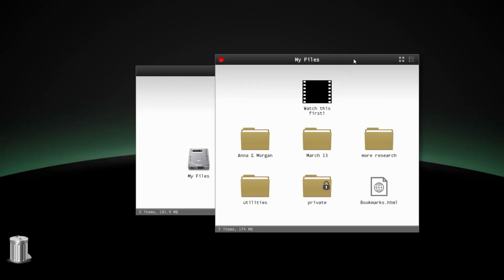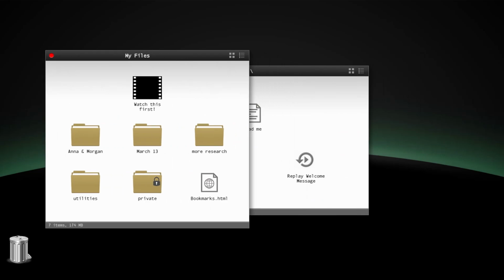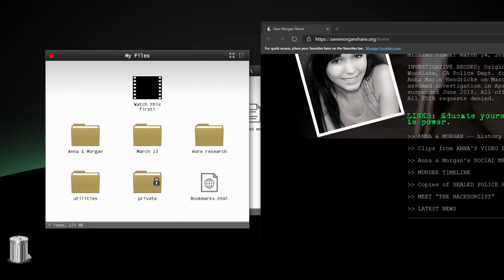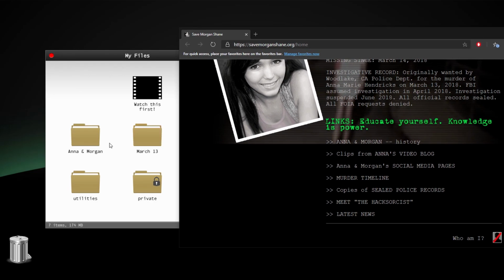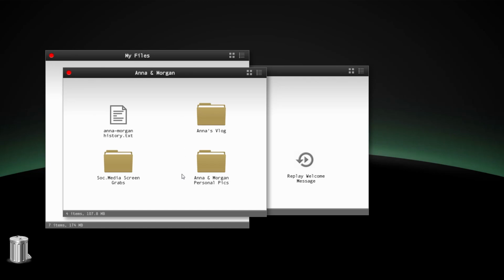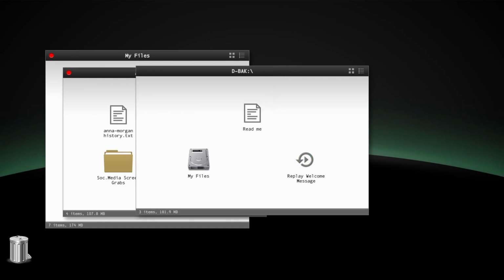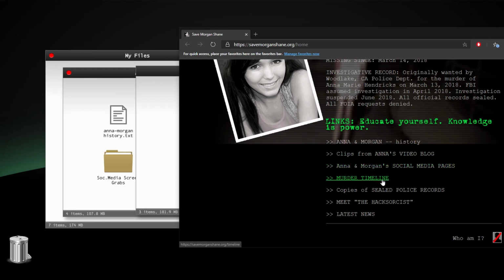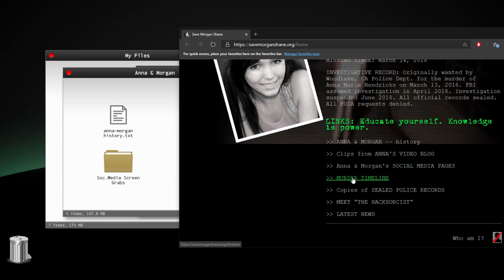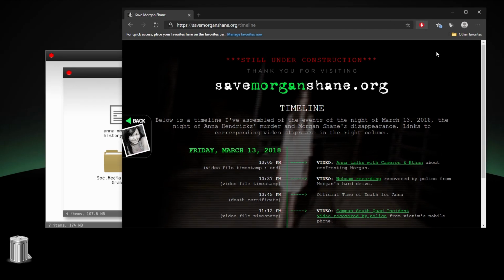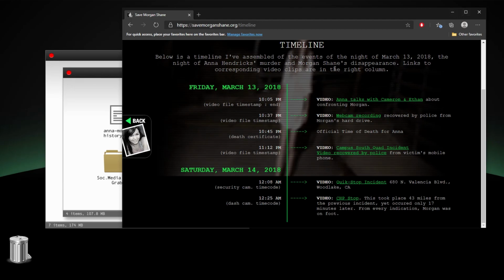Hold on. Anna Morgan. Okay, so I have a folder in here. Name that. Okay. Oh. All right, well, that's a lot of what's in here. Okay, let's look at the murder timeline, so we can keep an eye out for some kind of clue when we're going through stuff.